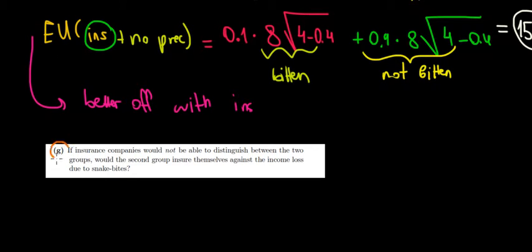Let's work on part G now. So if the insurance company cannot differentiate between the two types of groups, would the second group insure themselves against the snake bites? So let's see. What's the idea now? The idea is that now the insurance cannot charge based on the probability of 0.1 of the second group. The guys who are better at avoiding snakes do not benefit from that.